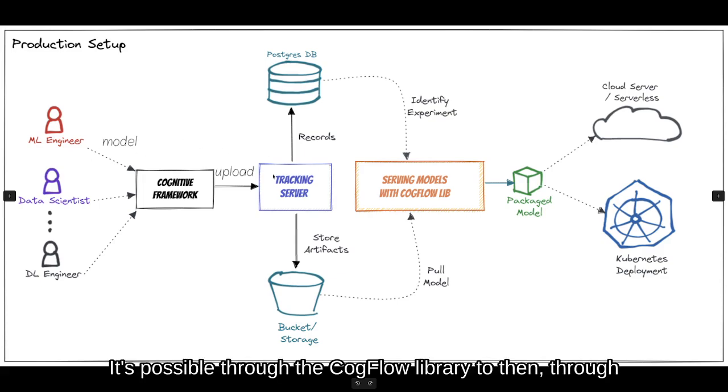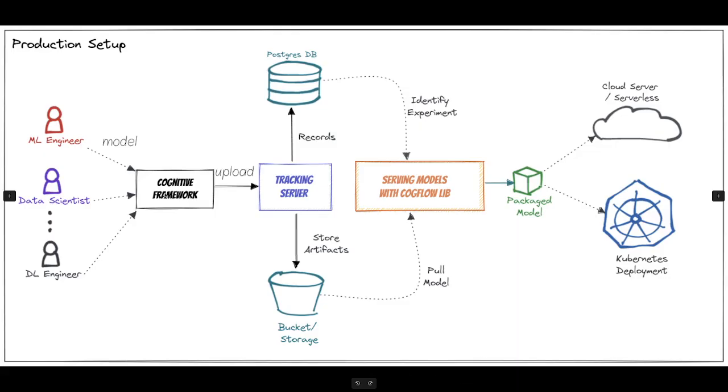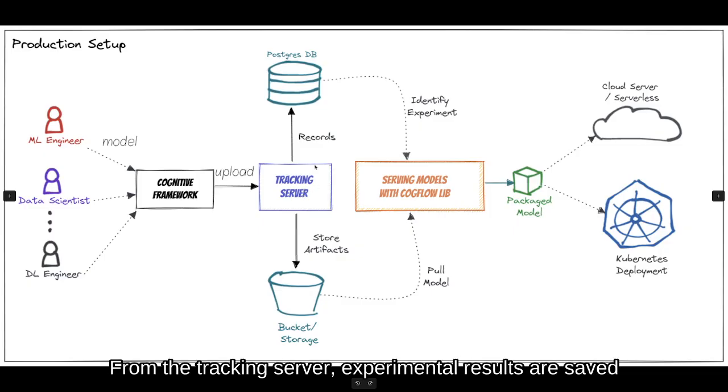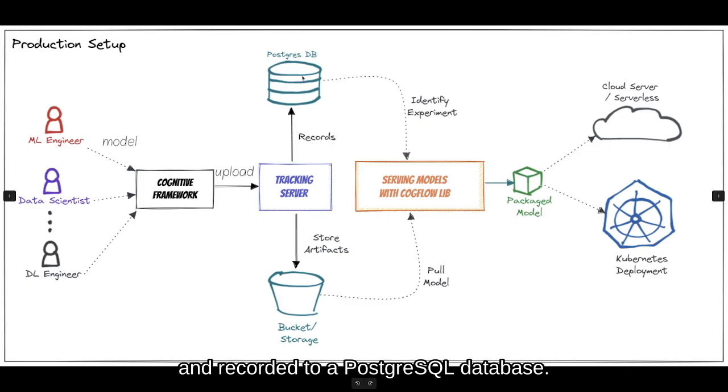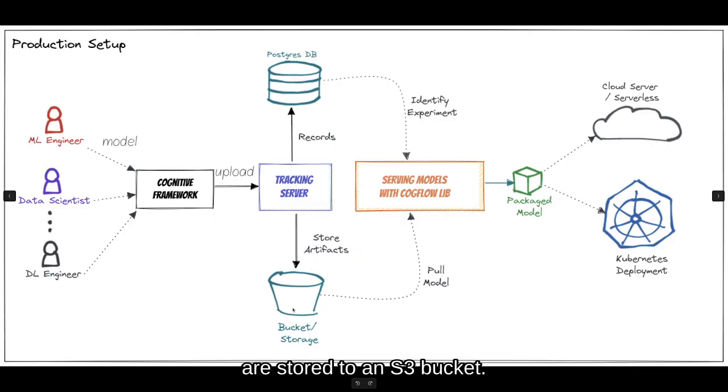It's possible through the Cogflow library to then, through your coding, upload a model into the cognitive framework, which then uploads that to a tracking server. From the tracking server, experimental results are saved and recorded to a PostgreSQL database. Also, at the same time, the artifacts, like the model weights, are stored to an S3 bucket.